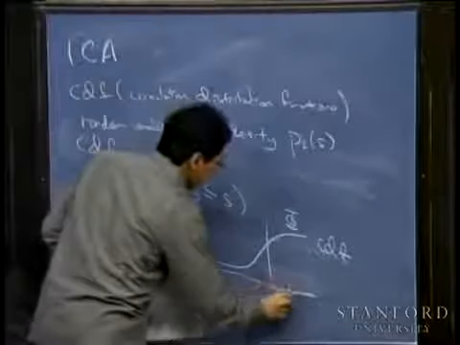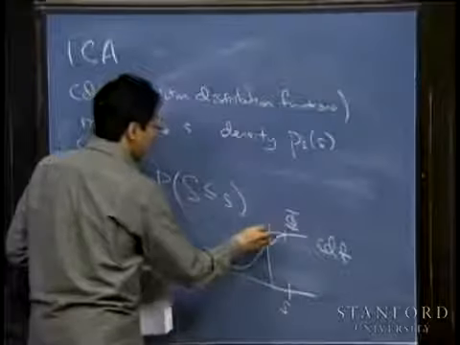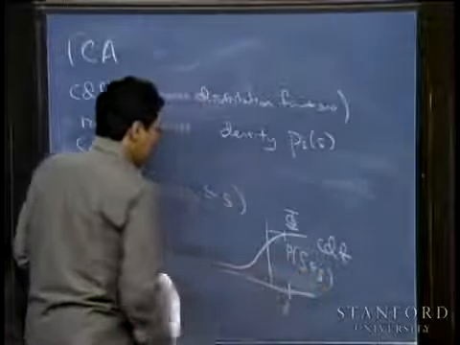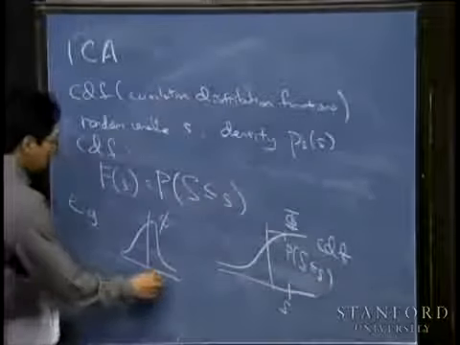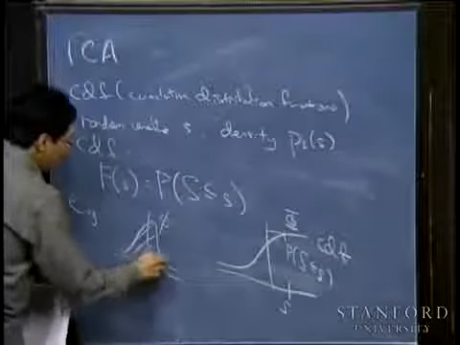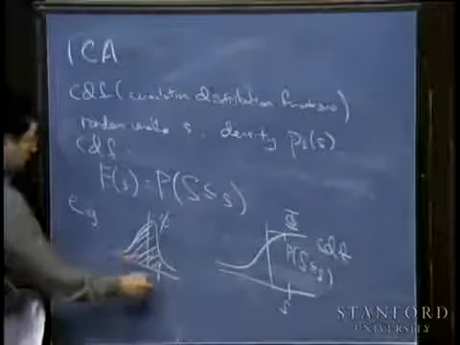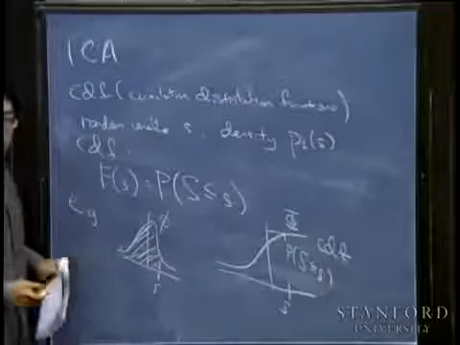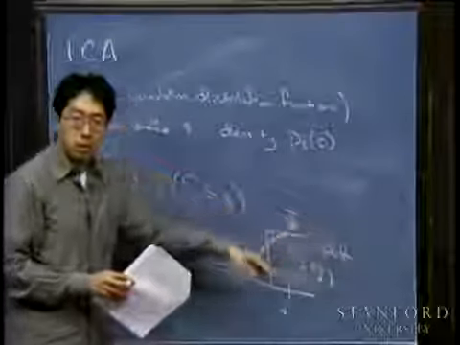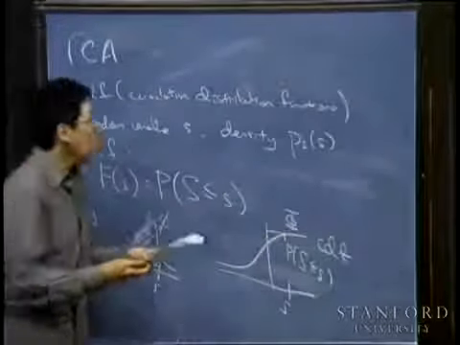If I pick a value s like that, then the height of this is really the probability that my Gaussian random variable is less than or equal to that value s. In other words, the height of the function at that point is equal to the area of the Gaussian density up to the point s. And as you move further to the right, this function will approach 1, because you integrate more and more of the area of the Gaussian.